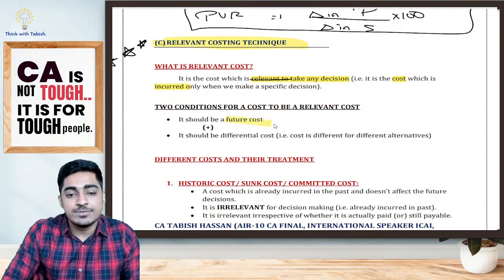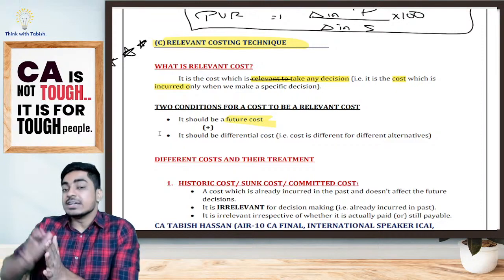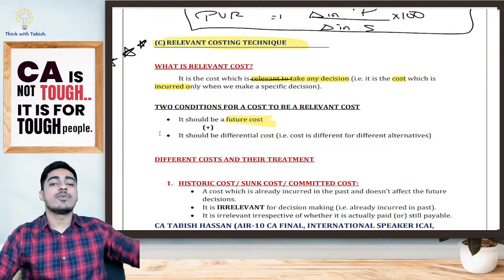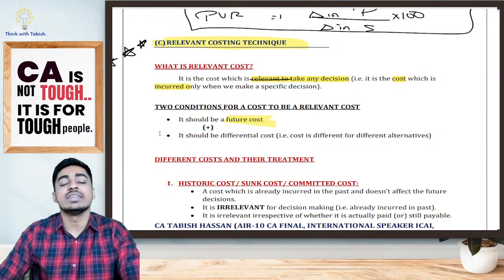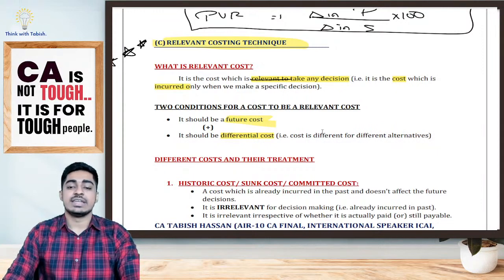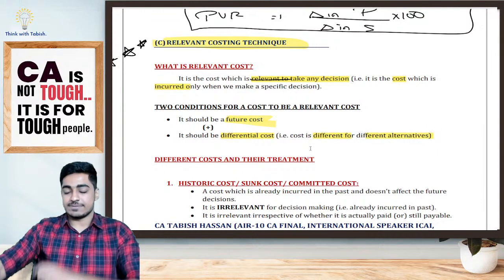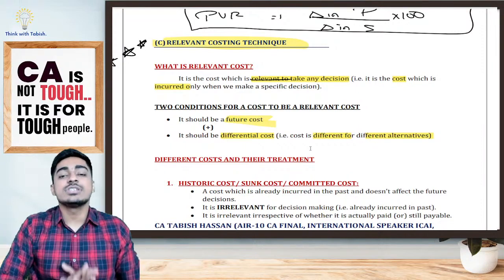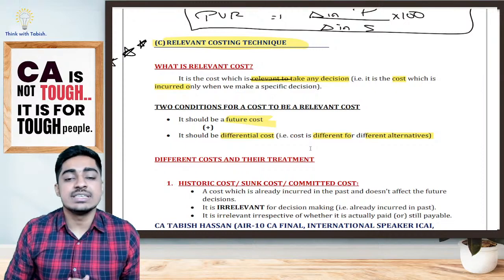Two conditions are needed for a cost to be a relevant cost. Firstly, it should be a future cost, incurred in the future. If it is already incurred or paid in the past, it is irrelevant altogether. Secondly, it should be a differential cost. That is, the cost should be different for different alternatives. If I take one alternative, this is the cost; if I take the other alternative, the cost is different. Only then is the cost relevant.